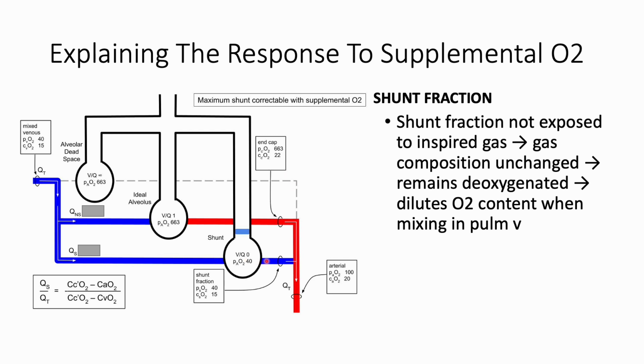But as the shunt fraction increases, we'll reach a point where this is no longer enough to keep the arterial content above 20. And we can easily calculate when we reach that point by putting the numbers into the shunt equation. So we've got 22 minus 20 divided by 22 minus 15. So 2 divided by 7 gives us a shunt fraction of 28%. So this is why we say that once the shunt fraction exceeds 30%, we are no longer getting a response to supplemental oxygen.